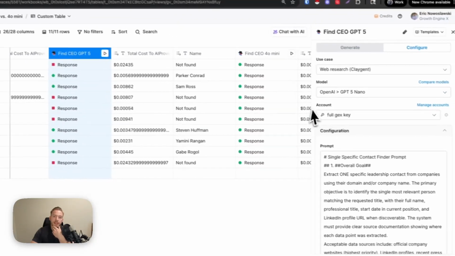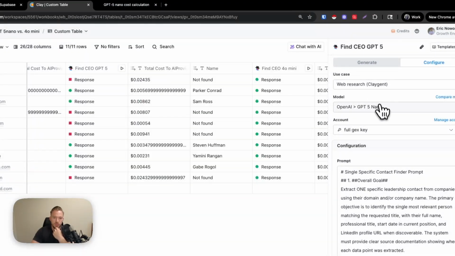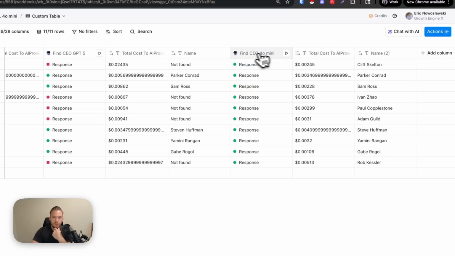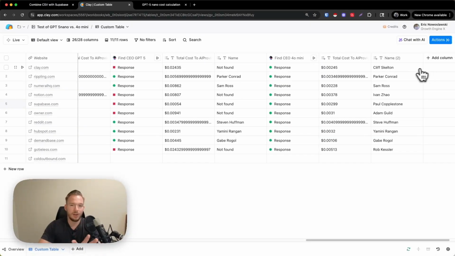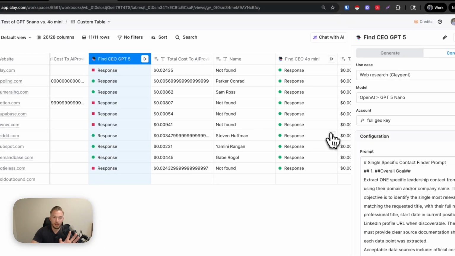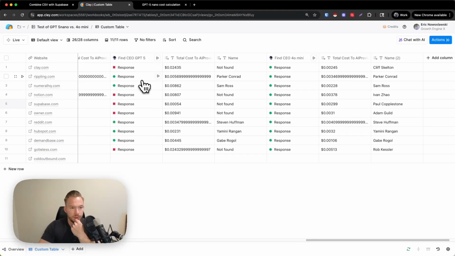So then we used a template from Clagent. If you go into templates and you hit find CEO contact, this is what I was using. 5 nano, their template, 4o-mini, same exact template. What do we got here? So for instance, I don't know who Cliff Skelton is, but they're not the CEO of Clay.com. Both of them got that wrong. Actually, 4o got it wrong for 0.002, 5 nano got it wrong for 0.02. I hope there's no mistakes in this. This is crazy. Then we have Parker Conrad for Rippling, 0.003 versus 0.005. Still pretty crazy. Sam Ross, I know for a fact he's the CEO. This is still cheaper with 4o-mini.